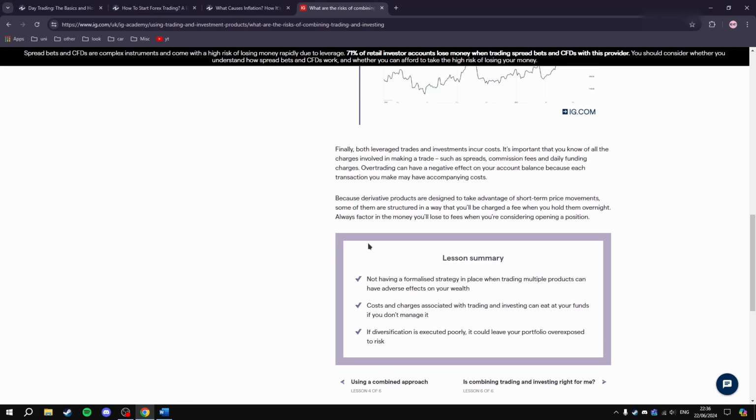So finally, both leveraged trades and investments incur costs. It's important that you know all of the charges involved in making a trade, such as spreads, commission fees, and daily funding charges.